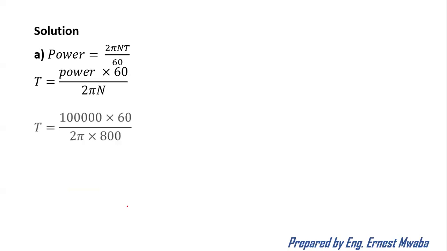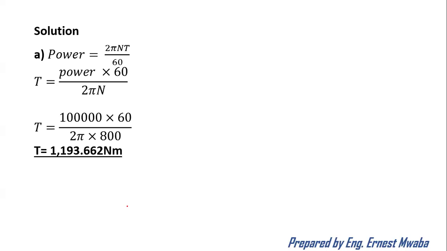Let's get now to power. We know power, what we've been given with the information provided. To get power, we'll say 2 pi nT over 60. So make T the subject. You have power times 60 divided by 2 pi n. So power is 100,000, 60 is there. Then you have 2 pi times n, which is 800. So then your answer is 1193.662.